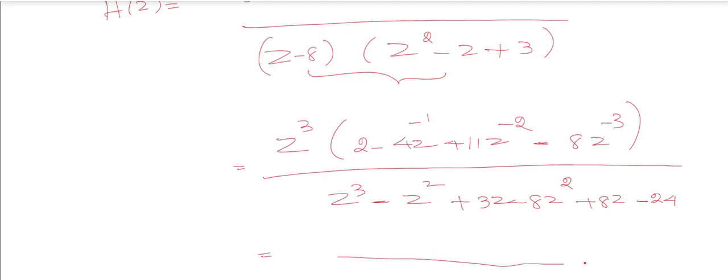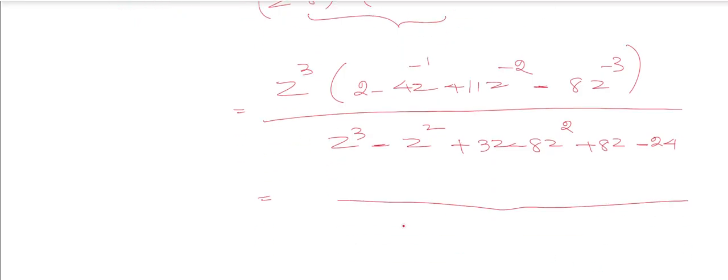So the denominator term will be, taking z cube outside, z cube minus 8z squared, minus 9z squared, 8z plus 11z, so 11z minus 9z squared, minus 24. That is the denominator term.